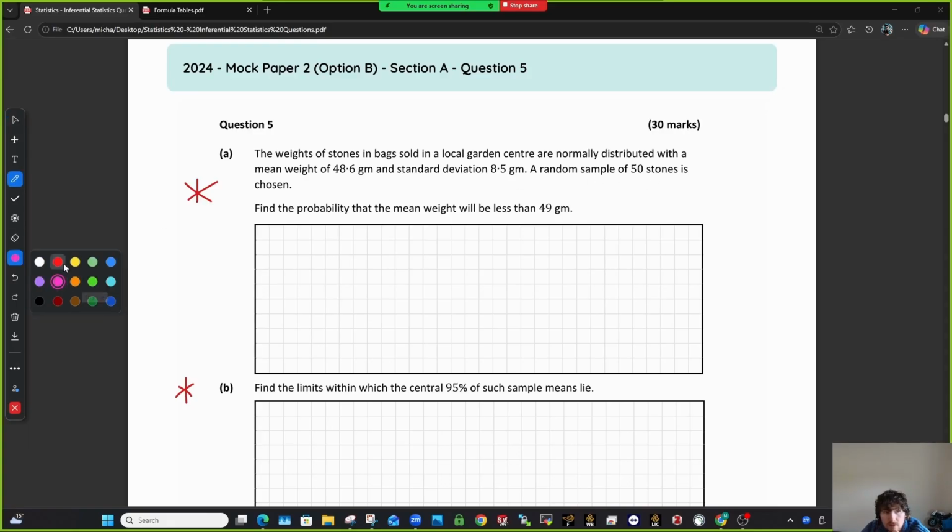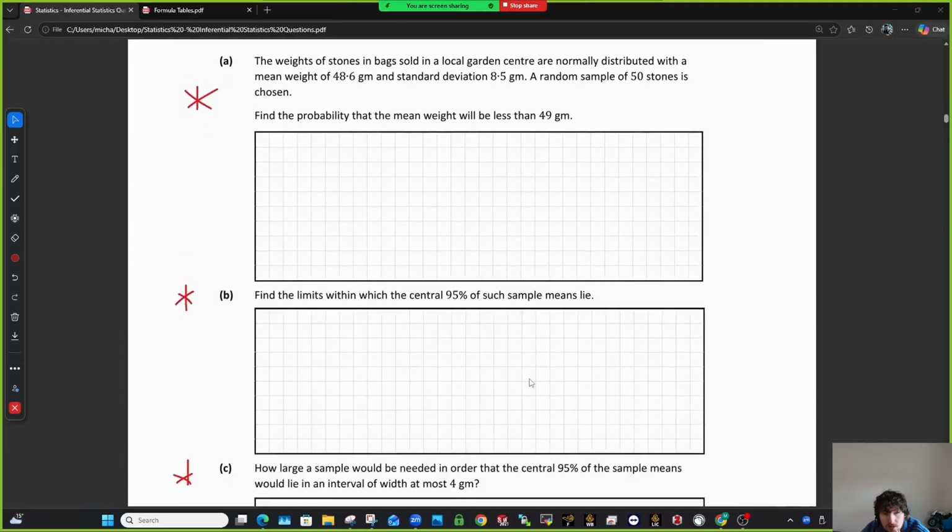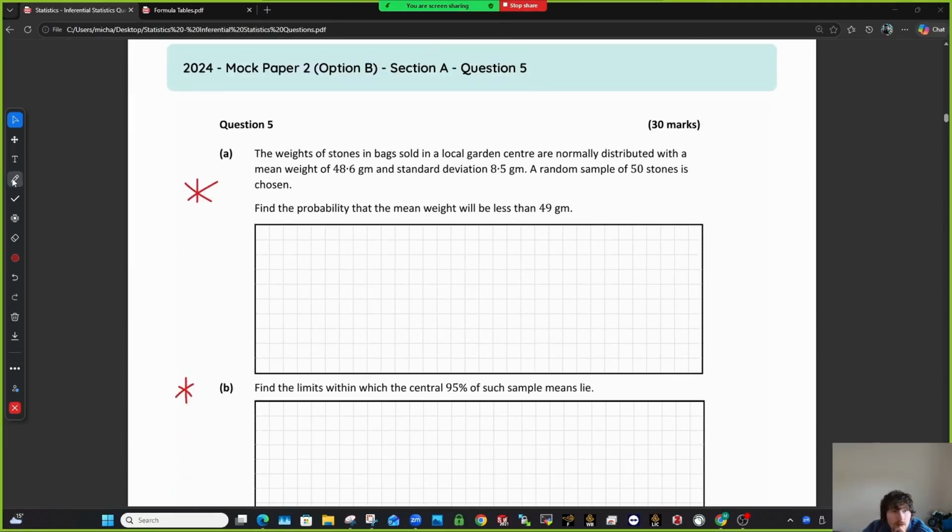So obviously pause the video, give this a go, and then we'll do this thing with the limits down here, and then there's a part C to it. Okay. So find the probability that the mean weight is less than this.